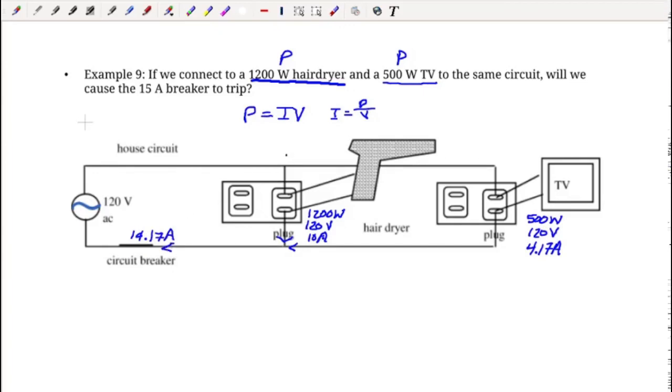And in that case, because our circuit breaker trips at 15 amps, it would break the circuit at 15 amps, and we're under that. No, we will not cause the circuit breaker to trip because we are under 15 amps.